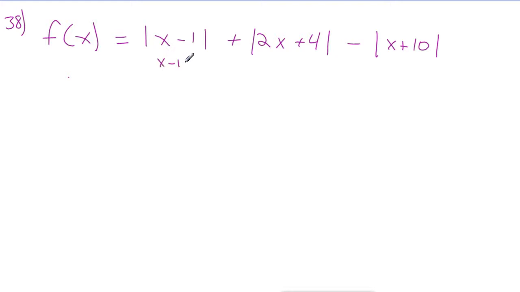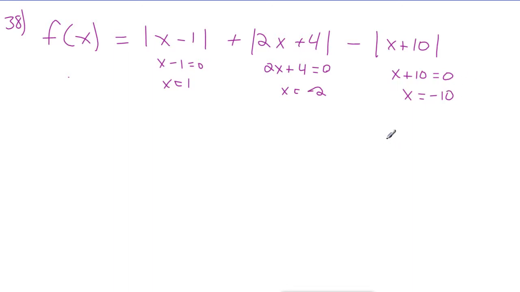So we'll get x minus 1 equal to 0. Then we're going to do 2x plus 4 equals 0. And then lastly here, we're going to do x plus 10 equals 0. So these are going to give us the breakpoints for our piecewise function. Solving these, we'll get x equals 1, x equals negative 2, and x equals negative 10.